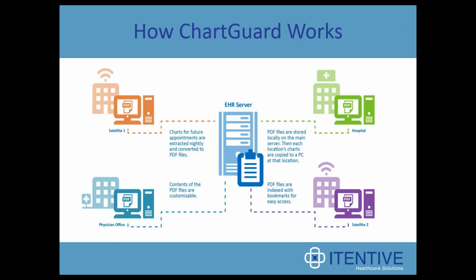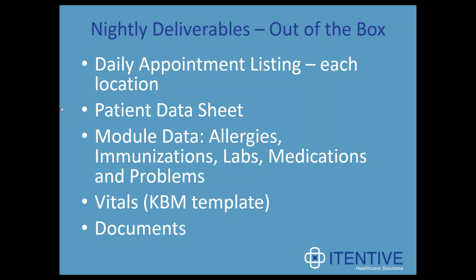So what's in these PDF files? Well, let's go ahead and go to the next slide. There we go. So out of the box with ChartGuard, you get an appointment listing for each of your sites, and that gets pushed out to each site appropriately so you know who's coming in and what time they're coming in. In the chart itself for each patient, you're going to get a patient data sheet, which is a summary of demographics, insurance information, so you can kind of confirm who they are and that their insurance is current.